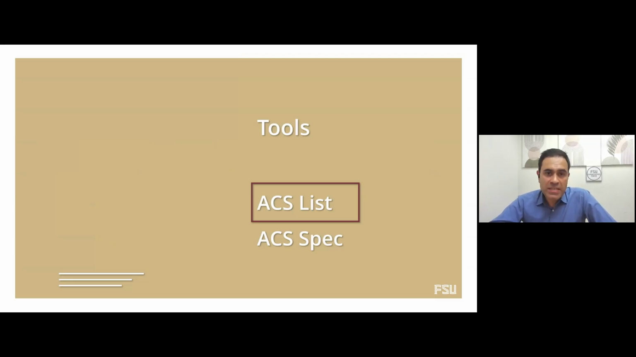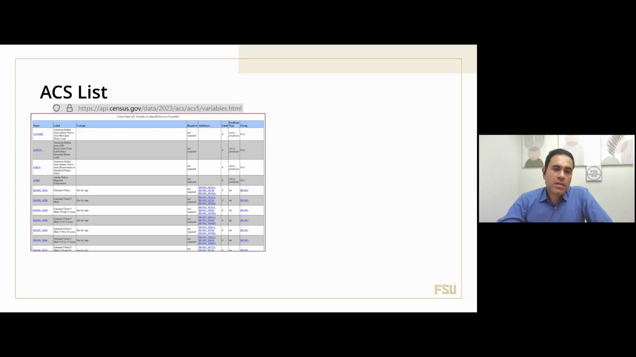So here are the two tools that I'm going to be discussing today. Those are the ACS list and the ACS spec. I am going to be focusing on the ACS from now on. First, the ACS list. The ACS list is created starting from the original publications of the Census on its web page. You are all probably familiar with this web page, which is the discovery tool.